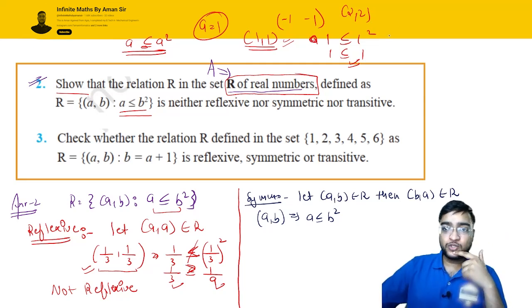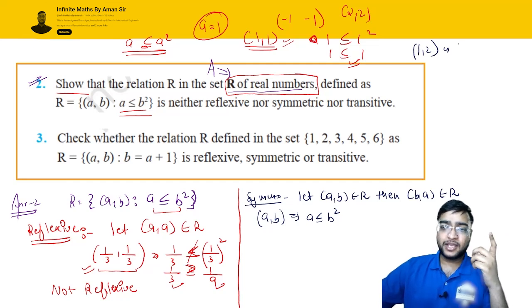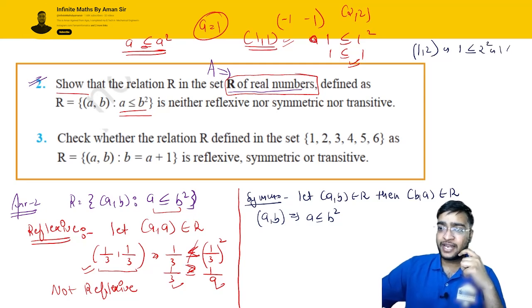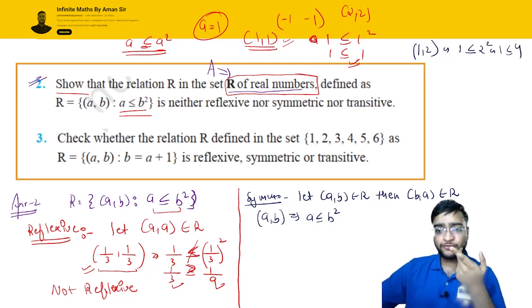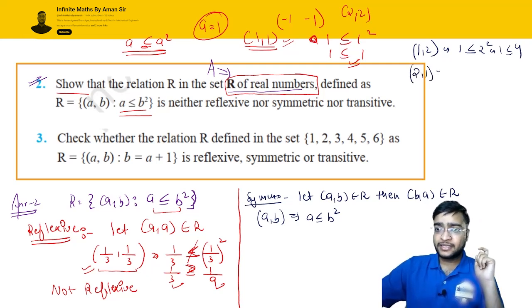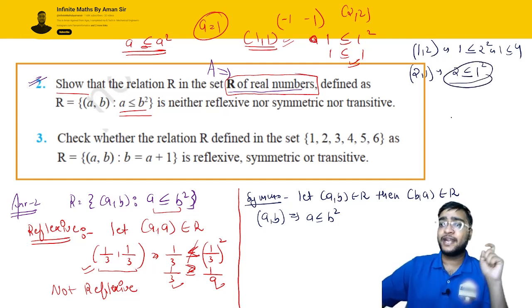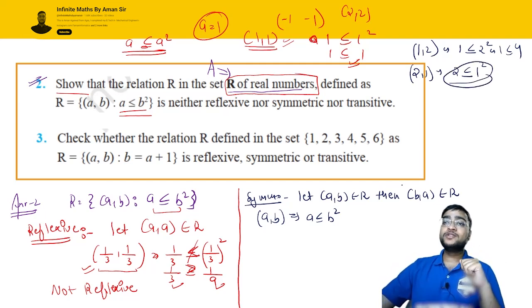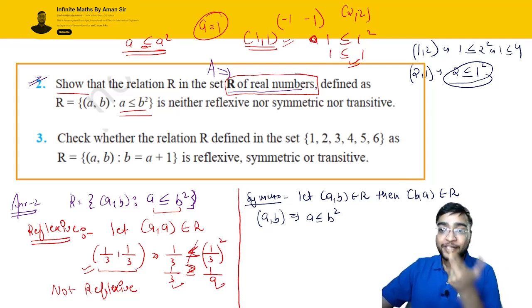Okay, let's do that. Can I take (1, 2) here? Let's see. Does (1, 2) satisfy this condition? You can say yes sir, because the (1, 2) condition is 1 less than 2 square, that is 1 less than 4. So this condition is true. Okay sir, I can take the reverse order for proving my symmetric part only. So I can say (2, 1) here. That implies 2 is less than or equal to 1 square. Is this statement true? You can say no sir, because 2 is greater here. So this is the false symmetric condition.